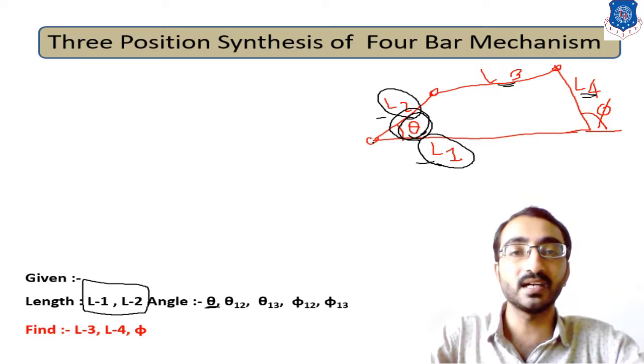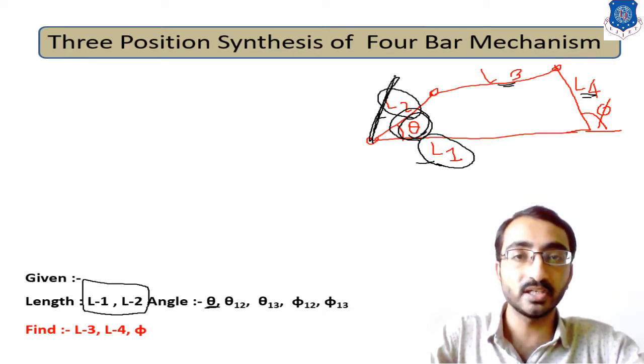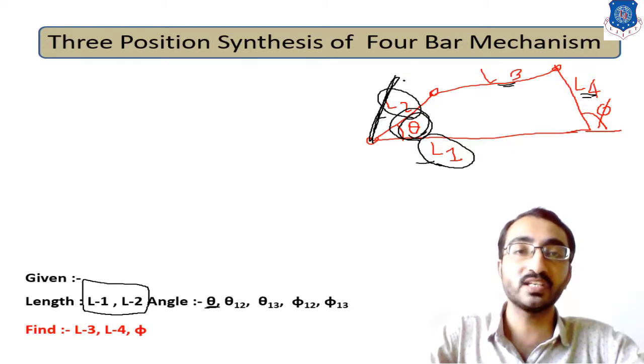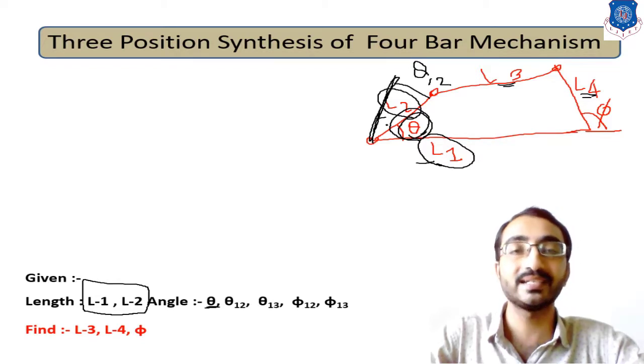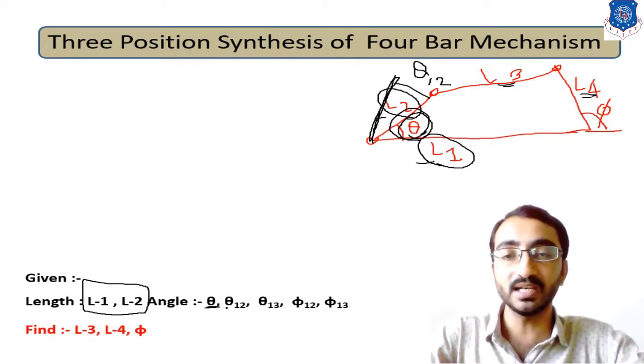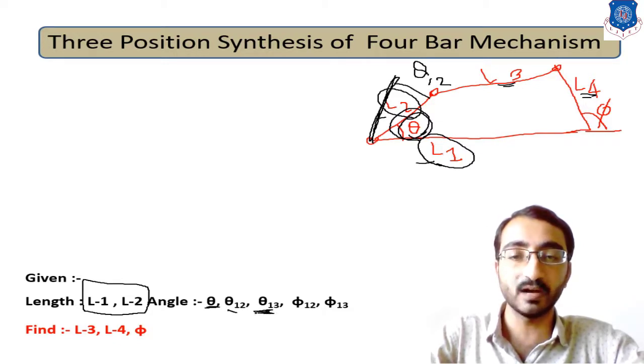Then we will consider that it is moving with a certain angle and reaching this position. So this one is known as theta 1 2, that is the angle between the first and second position, that is theta 1 2. Okay, similarly for the third position over here, if you refer, theta 1 3.